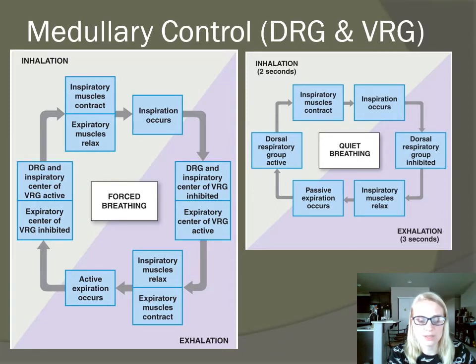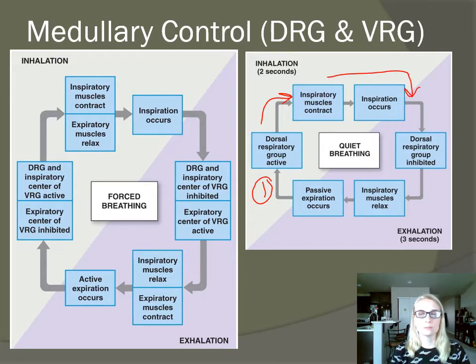So if we're going to do a stepwise process here, we'll start here. Okay, it's a cycle, but we've got to start somewhere. So let's say you're getting ready to do your inhalation, right? We've got to contract our diaphragm. It's a skeletal muscle. So this DRG will become active. That leads to the inspiratory muscles contracting, again, primarily the diaphragm when you're talking about quiet breathing. That's going to lead to inspiration.